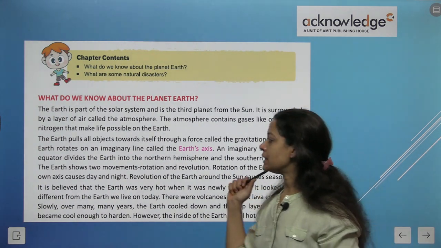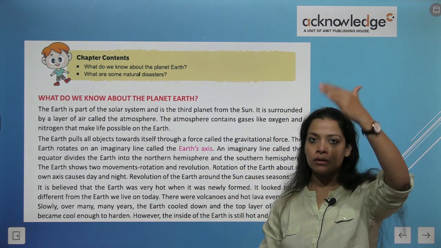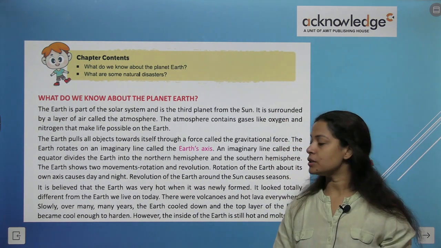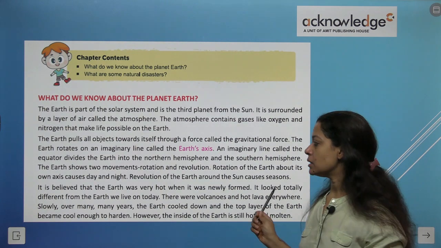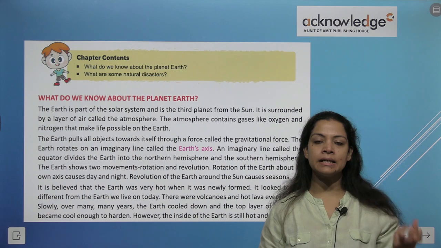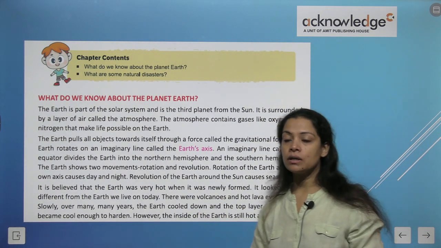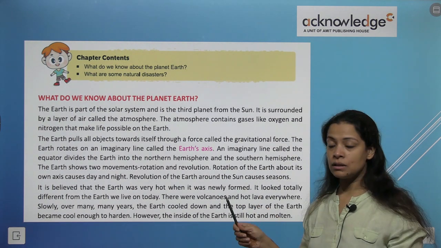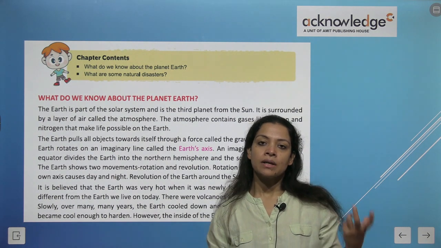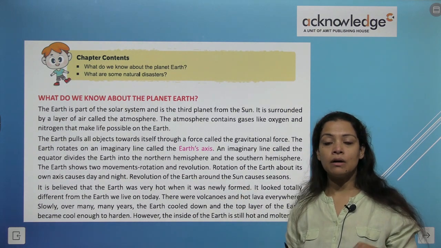An imaginary line called the equator divides the Earth into northern hemisphere and southern hemisphere. Northern is the upward, southern is the downward. Earth shows the movement, rotation and revolution. Rotation of the Earth on its own axis causes day and night. This difference between day and night is caused by the rotation of the Earth. Whereas revolution of the Earth around the sun causes seasons. The seasons change, summer season, winter season, rainy season. They are happening due to the revolution of the Earth around the sun.